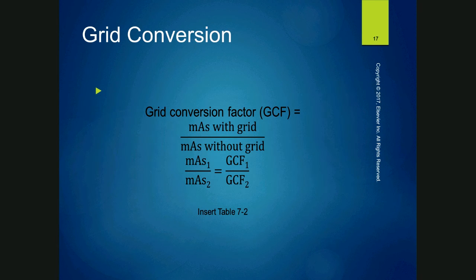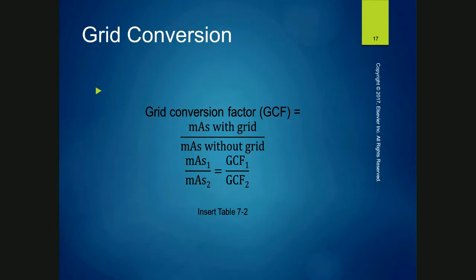I'm going backwards. I'm back on 17 now. Your grid conversion equation. This is shown 2 different ways. This is 2 equations. Imagine that there's like a line between these 2 equations, but they basically say the same thing. I always do my math problems with this equation on the bottom. Your MAS1 over MAS2 is equal to your grid correction factor 1 over grid correction factor 2.